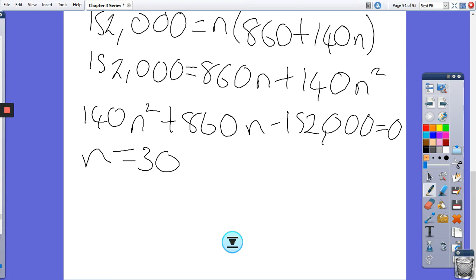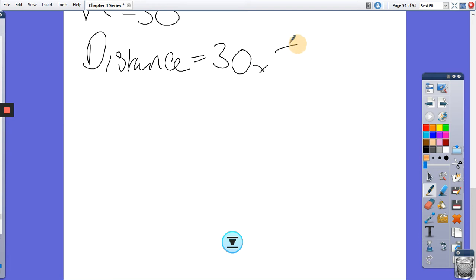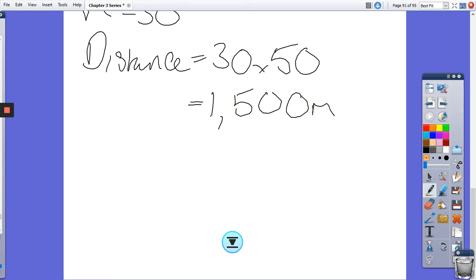It's got n is equal to 30, but we've got to remember that the question asks for the distance. So the question asks for the distance, and you're doing 30 lots of 50 meters. If you look back at the question, it says that it's 50 meters each. So you've got 30 lots of these 50 meters. So the distance is in fact 30 times by 50, which is 1,500 meters. There you go.